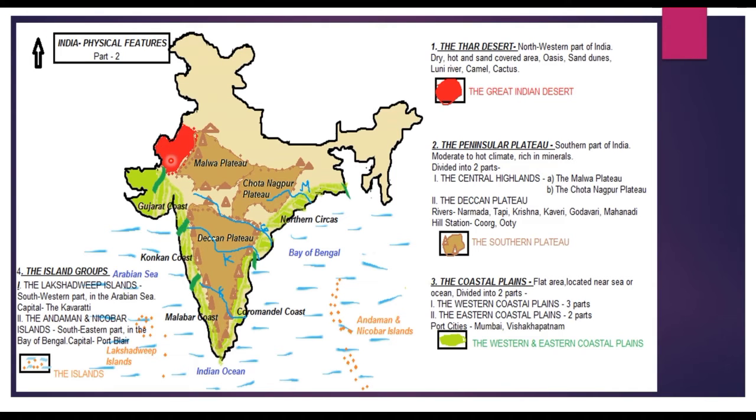The Thar Desert lies in the northwestern part of India. It is a vast arid region that extends from Gujarat in the west to Punjab and Haryana in the north. A major part of this desert lies in Rajasthan.